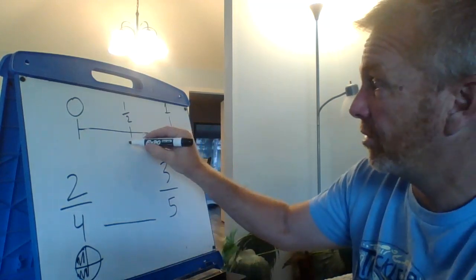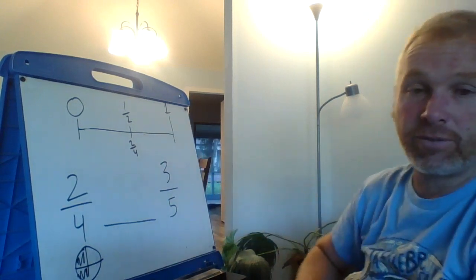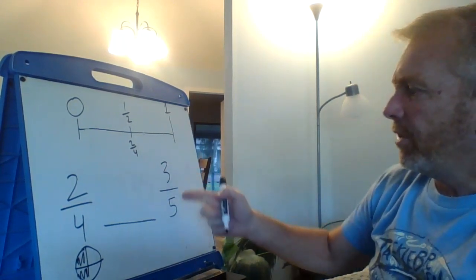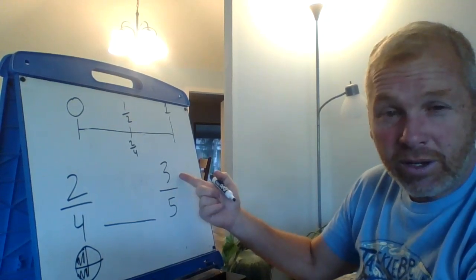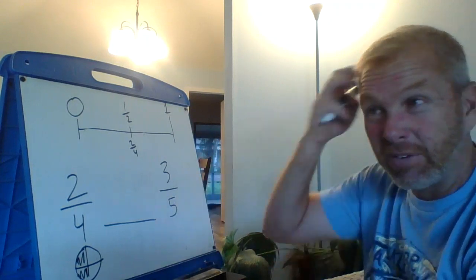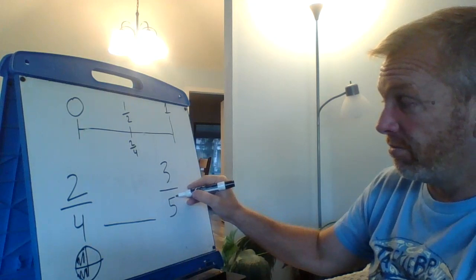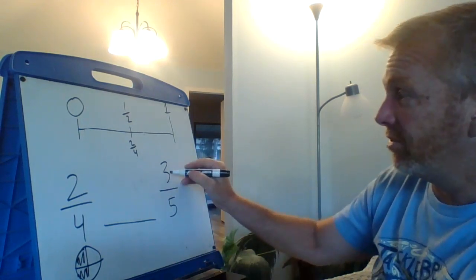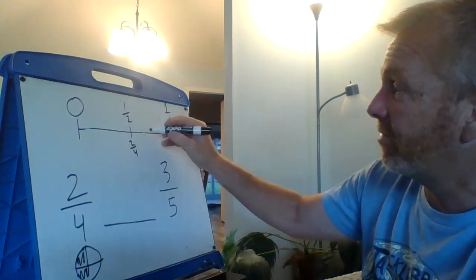Half. Absolutely. 2/4 is equal to half. If I come over here to 3/5, now I'm thinking, wait a minute, 3 is more than half of 5, because half of 5 is like 2 1/2. So if 3 is more than 2 1/2, I don't even have to draw a model. I know instantly that 3 is a little bit more than half.